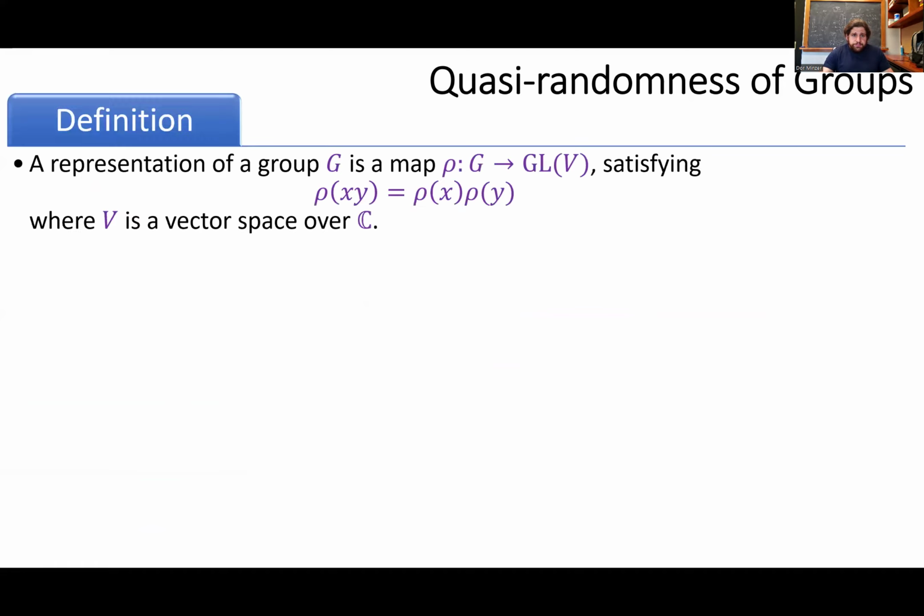So first, we have to define representations of a group. And in one word, representations are a generalization of characters beyond complex numbers. And more specifically, a representation of a group G is a map from the group to linear actions, to matrices, which is a homomorphism. Namely, it maps the element x times y into the product of rho x and rho y.